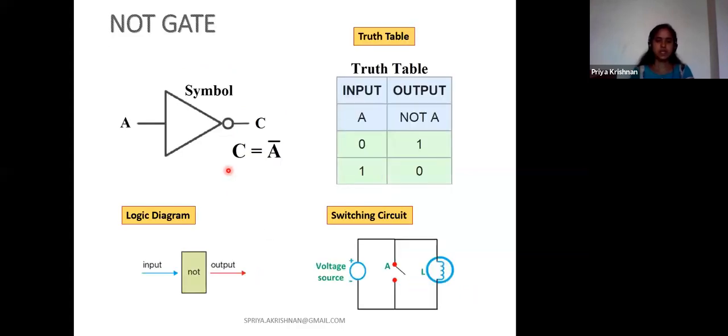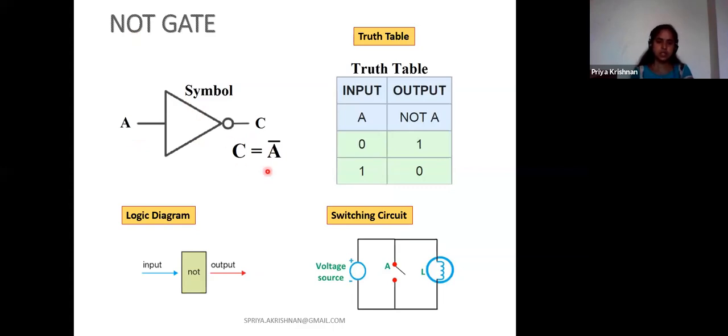So next comes a very simple gate. It is the NOT gate. The NOT gate has only one input and one output. The NOT gate is very famously called an inverter. Whatever it is given, it will invert. If I give 1, it will invert to 0. If I give 0, it will invert to 1. So if you say yes, it will give you no. If you say no, it will give you yes. That is the work of the NOT gate.